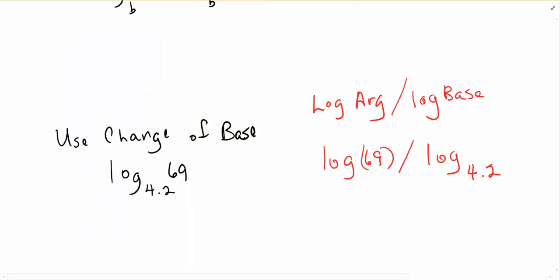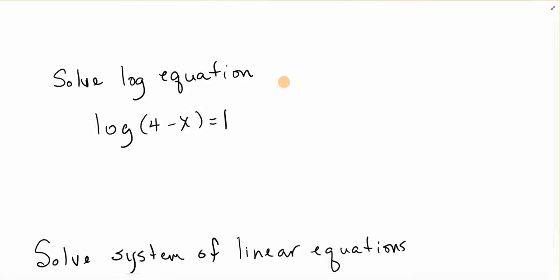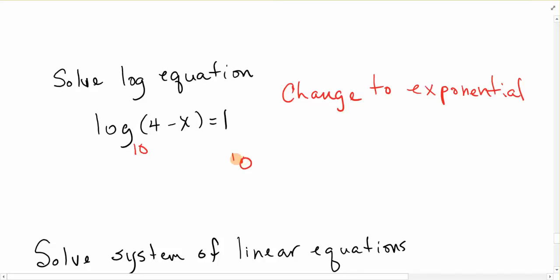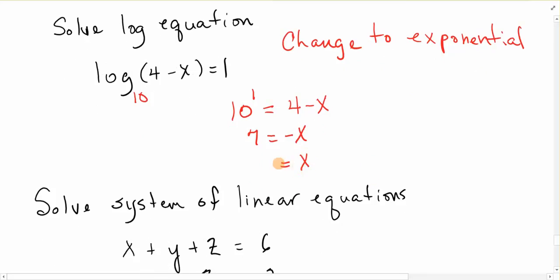Do you know how to solve a log equation? This guy? If we're going to change to exponential, the base is 10. The exponent is here, so 10 to the first equals 4 minus x. That gets rid of the log, which makes it difficult to solve. So subtract 4, so I have 7 equals negative x. So what does x equal? Negative 7. So when you see a log equation, change it to exponential.